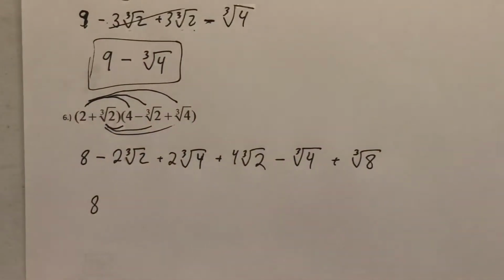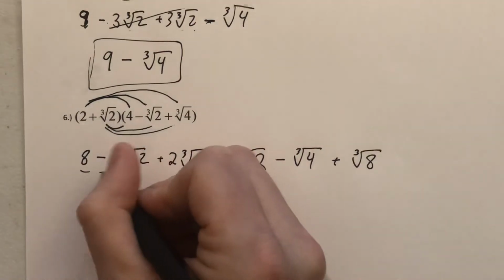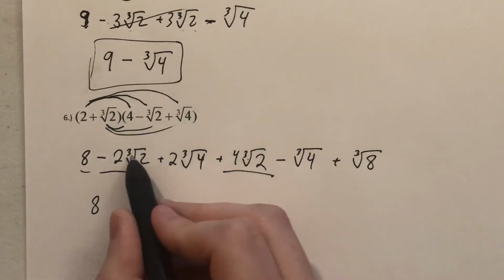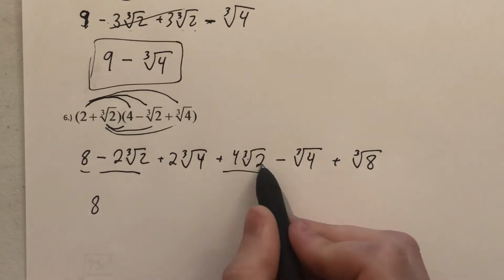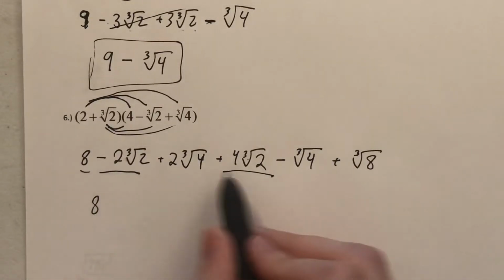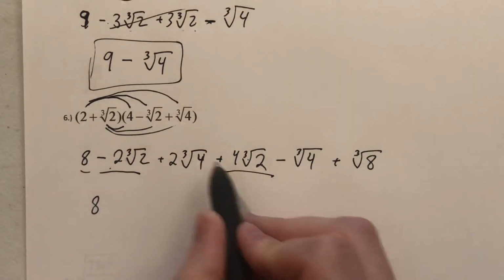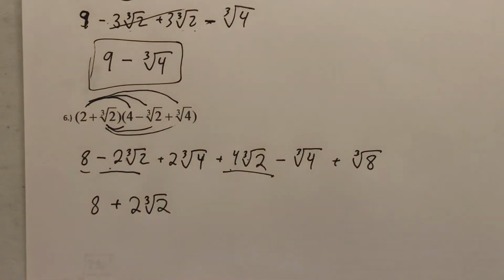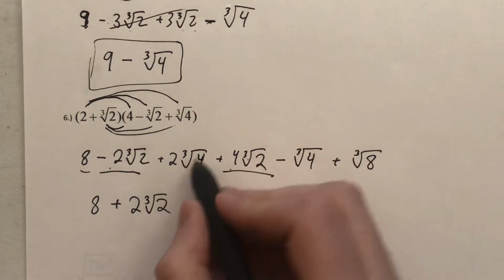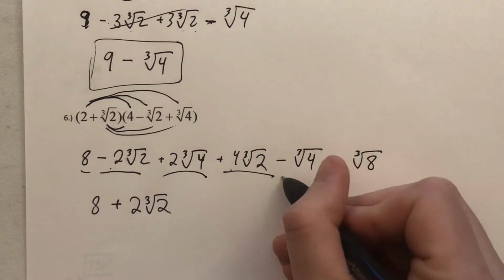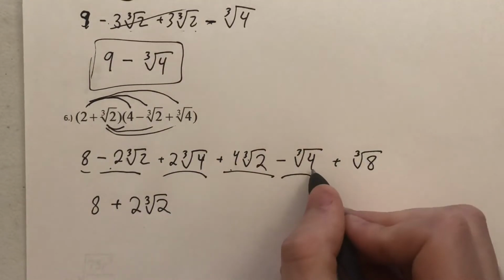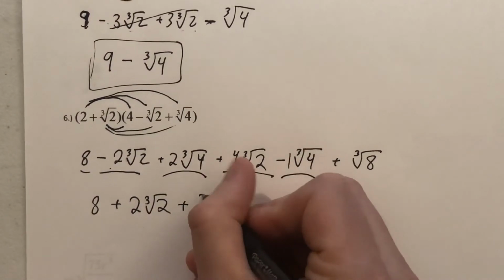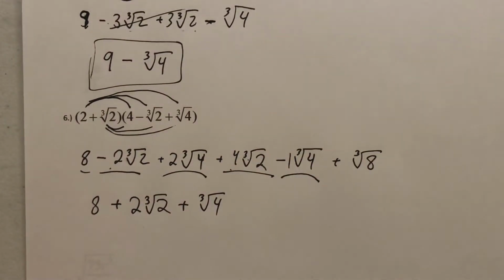Well, we can bring down the 8, took care of him. Here is a cube root of 2 term, and there's another cube root of 2 term. Those are like terms because they have the exact same index and inside, right? So now that we're talking about combining like terms, negative 2 and positive 4 will give me plus 2 cube root 2. Now, on to this cube root of 4 term, which we've got another over here. Cube root of 4 and cube root of 4, that's a positive 2, that's a minus 1, so just plus a 1 cube root of 4.